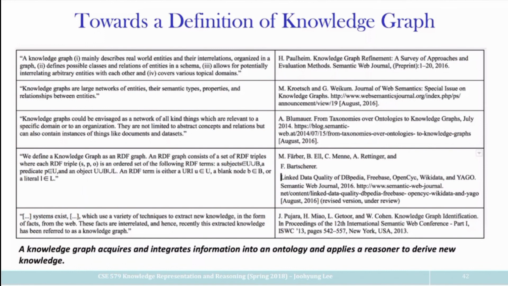Here is one summarized definition: a knowledge graph acquires and integrates information into an ontology and applies a reasoner to derive new knowledge. That's actually what we do in knowledge representation. There are a couple of examples of knowledge graphs, which I will probably introduce next class.